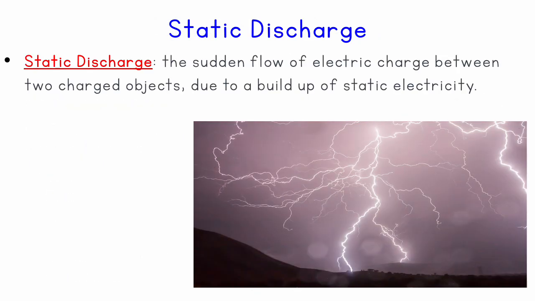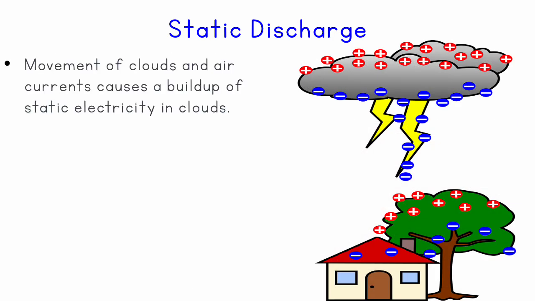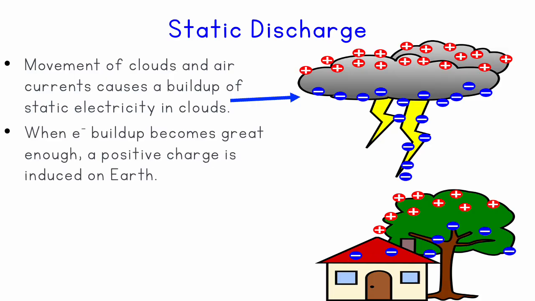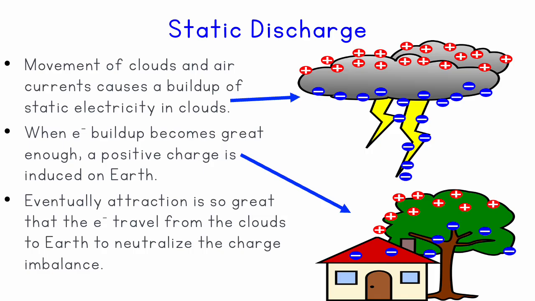Static discharge is the sudden flow of electric charge between two charged objects due to the buildup of static electricity. And this is how we get lightning. The movement of the clouds and air currents cause a buildup of static electricity in the clouds. When the electrons become great enough, the positive charge is induced on Earth. And eventually, the attraction is so great that the electrons travel from the clouds to the Earth to neutralize the charge imbalance.